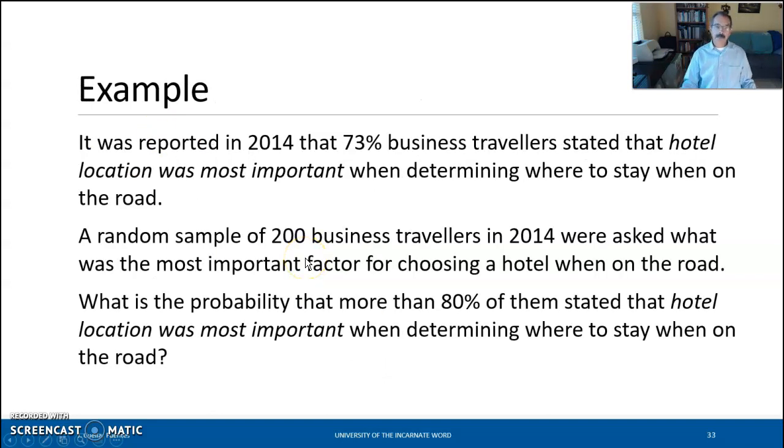And here's an example. It was reported in 2014 that 73% of business travelers stated that hotel location was most important when determining where to stay when they were on the road. So a random sample of 200 business travelers in 2014 were asked what was the most important factor for choosing a hotel when they were traveling on the road. So the question is, what is the probability that more than 80% of them stated that the hotel location was the most important factor when determining where to stay when they were traveling?